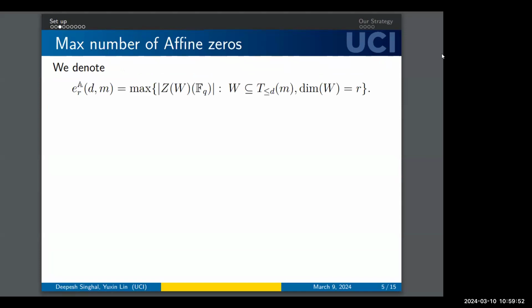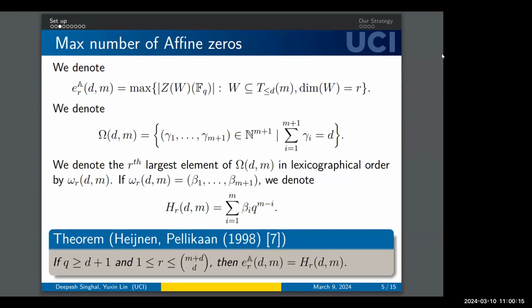Now, we give a notation here. This e_r^A(d, m), with this superscript A, is the largest number of F_q-rational points we can have on the zero set of W, where W varies over r-dimensional subspaces of this polynomial space of degree at most d. And then there's an exact formula for this.